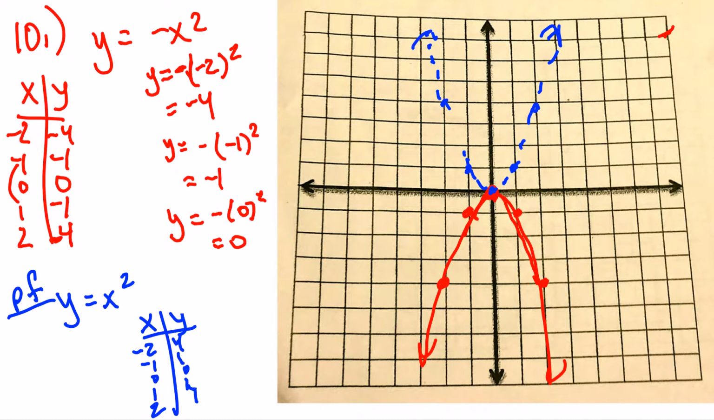So then I write a sentence. I say, okay, the new graph, y equals negative x squared, is flipped. All right, that's it for 10.